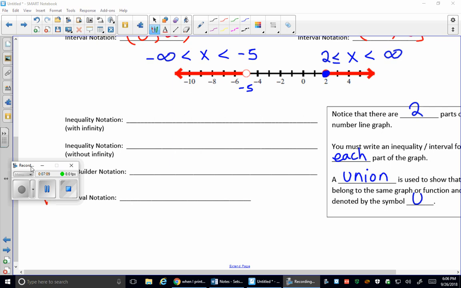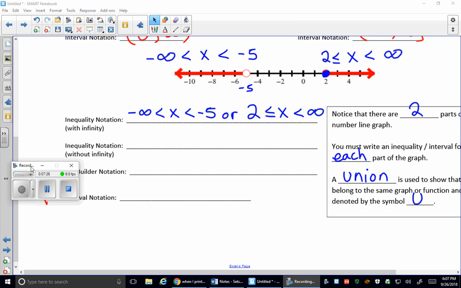And so as we write it, we have negative infinity is less than X is less than negative 5, or 2 is less than or equal to X is less than infinity. Okay, so then what are we trying to do on this part? What's kind of nice is that that's my answer there. And let me copy that over.